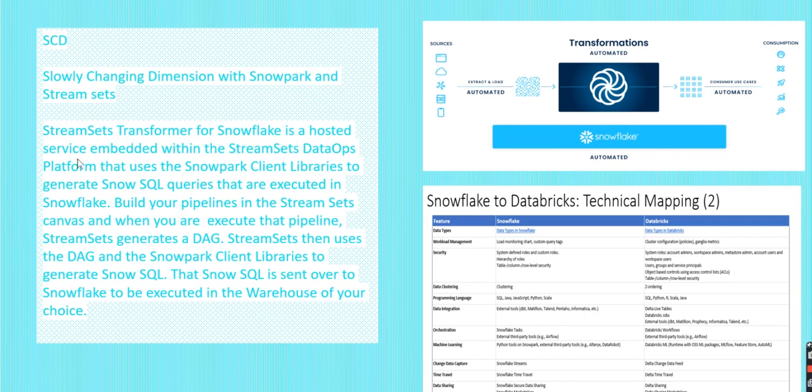So what is that? Basically, it's a hosted service embedded with the StreamSets DataOps platform that uses Snowpark client libraries. So we will discuss this further. What are Snowpark client libraries? They generate SnowSQL queries that are executed in Snowflake. So you build your pipelines with StreamSets and when you execute that pipeline, StreamSets generates a DAG. A DAG is basically a kind of data pipeline. It then uses the DAG and the Snowpark client libraries to generate SnowSQL, and that SnowSQL is sent over to Snowflake to execute in a warehouse of your choice.